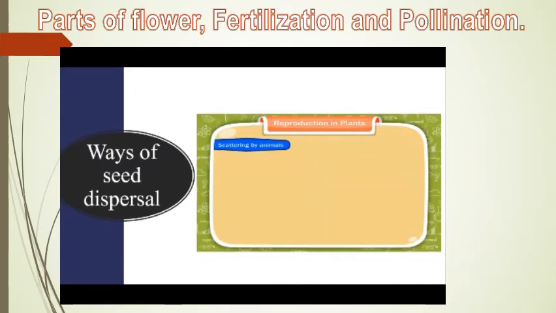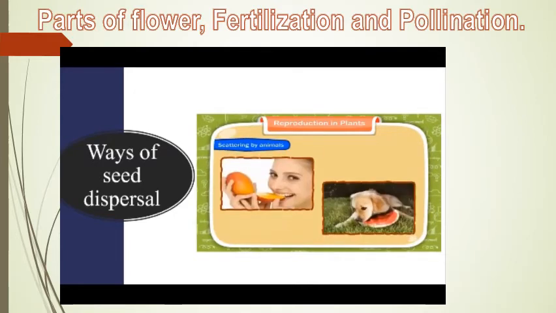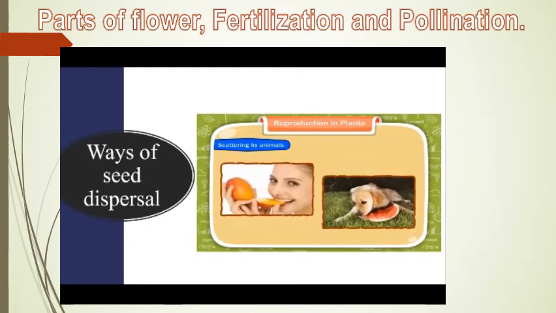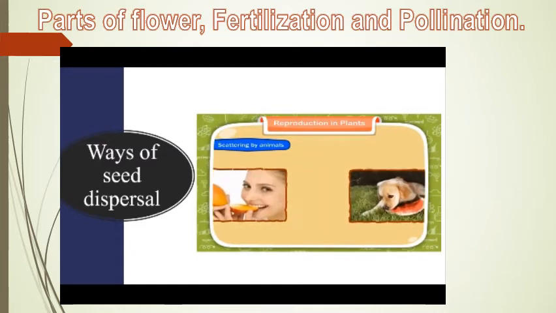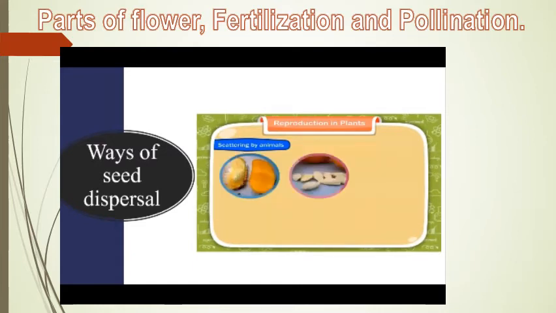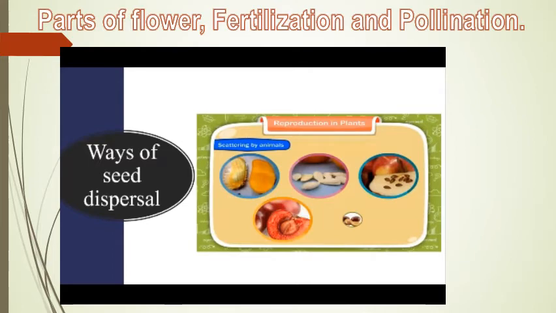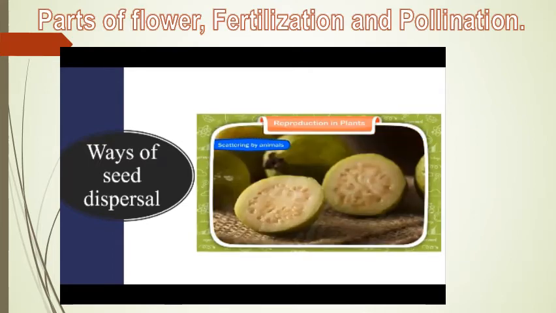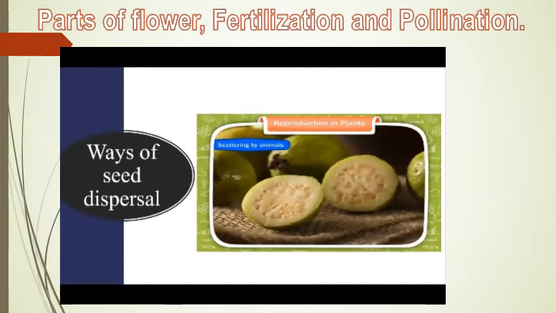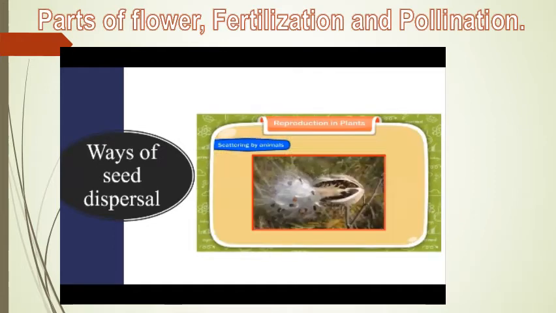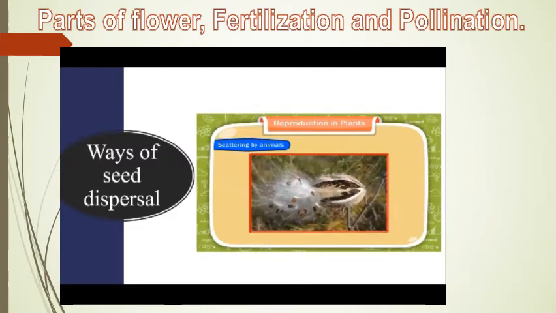Scattering by animals. Humans and animals eat fruits that contain seeds. We throw away the seeds after eating fruits like mangoes, oranges, apples, cherries, and plums. The small hard seeds of guava, etc., are thrown out of our bodies with the waste. All such seeds are carried far away from the parent plants.